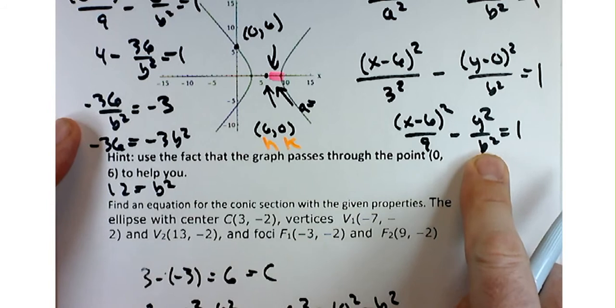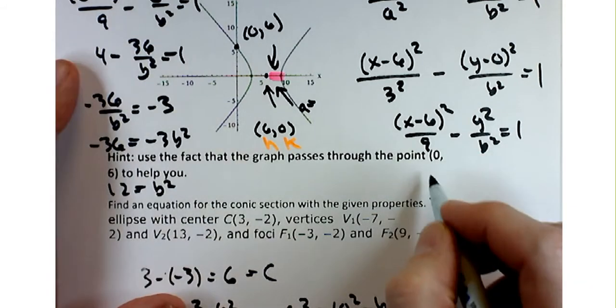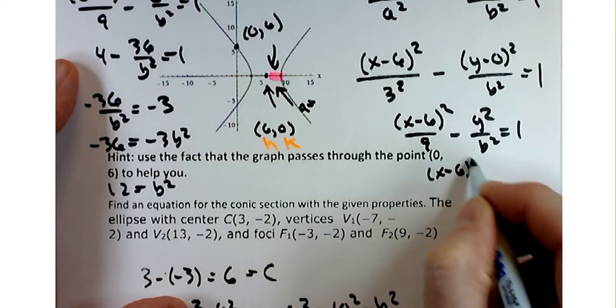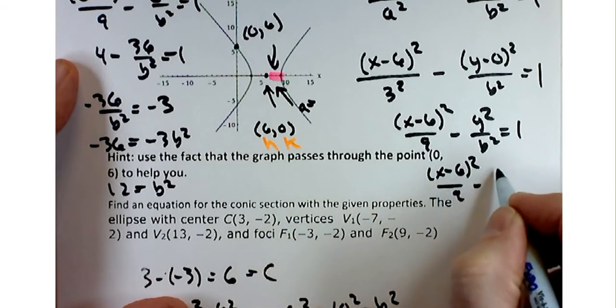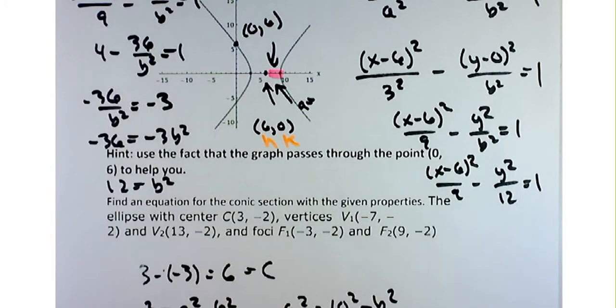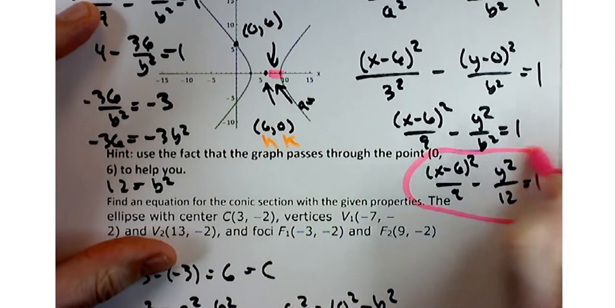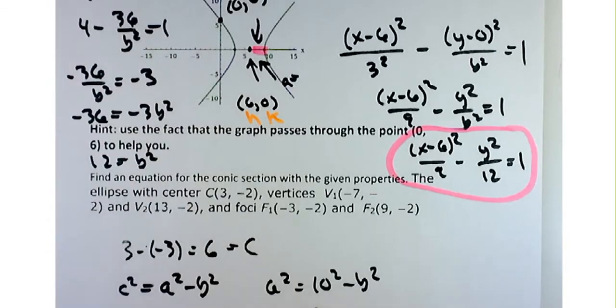I could just write a 12 here and be done with it, or I could write it as the square root of 12 quantity squared. I think the WebAssign just went for putting in a 12 in the denominator and calling it a day. So overall, your answer would be x minus 6 squared over 9 minus y squared over 12 equals 1. That would be your final answer on that one.